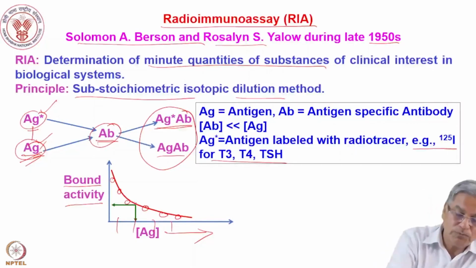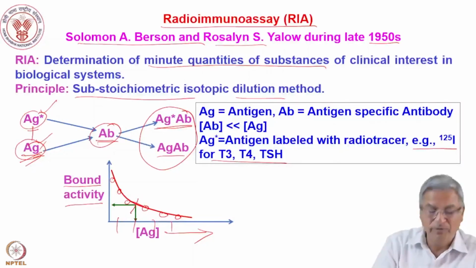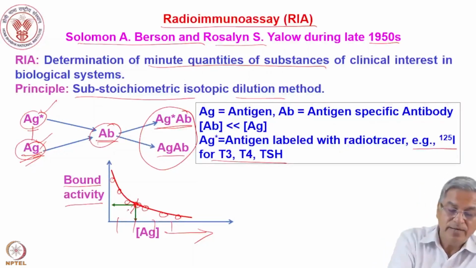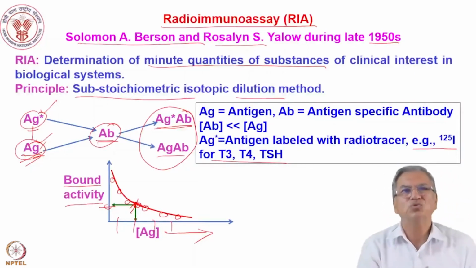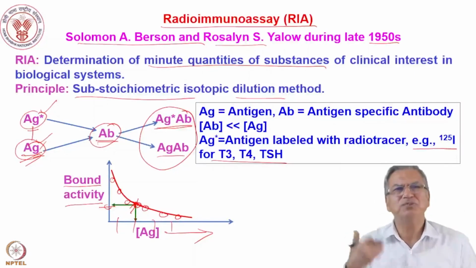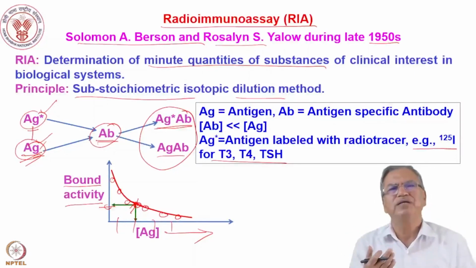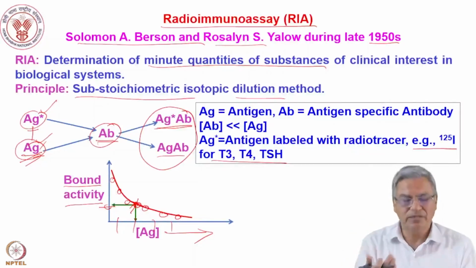So for example, you have an unknown sample, you find out the fraction of labeled antigen, and then you find out the concentration from this calibration graph. It is substoichiometric: the antibody is in a very small concentration with respect to antigen, and the decrease in the labeled antigen tells you what the concentration of antigen is in the unknown sample.